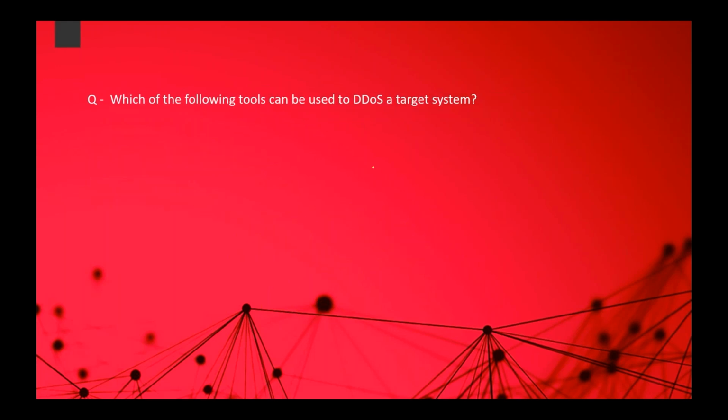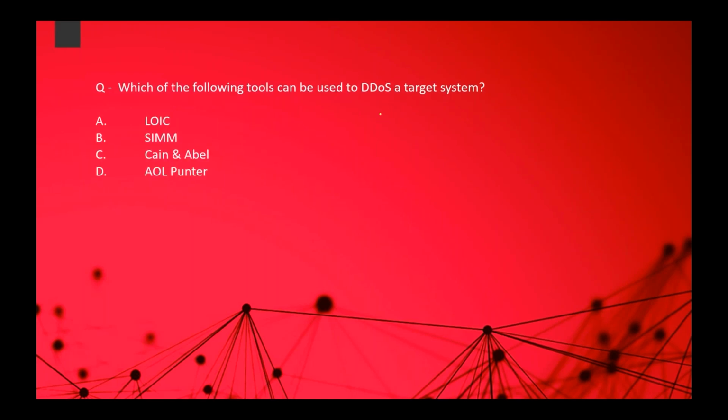Next question. Which of the following tools can be used to DDoS a target system? DDoS stands for Distributed Denial of Service. So now we have options: LOIC, SIMM, CAN enable, AOL punter. The first option that you will remove from here is CAN enable, because CAN enable is used for cracking passwords, right? Now, have you ever heard anything like SIMM or AOL punter related to DDoS?